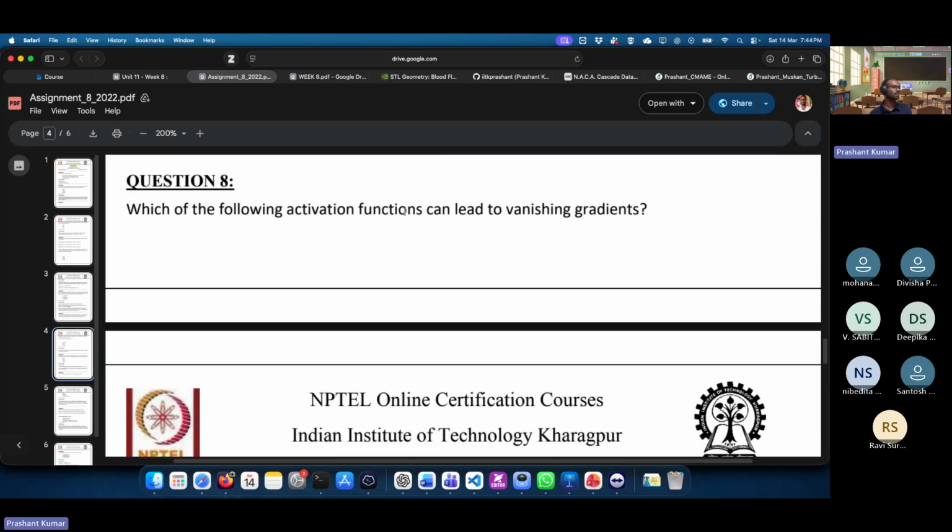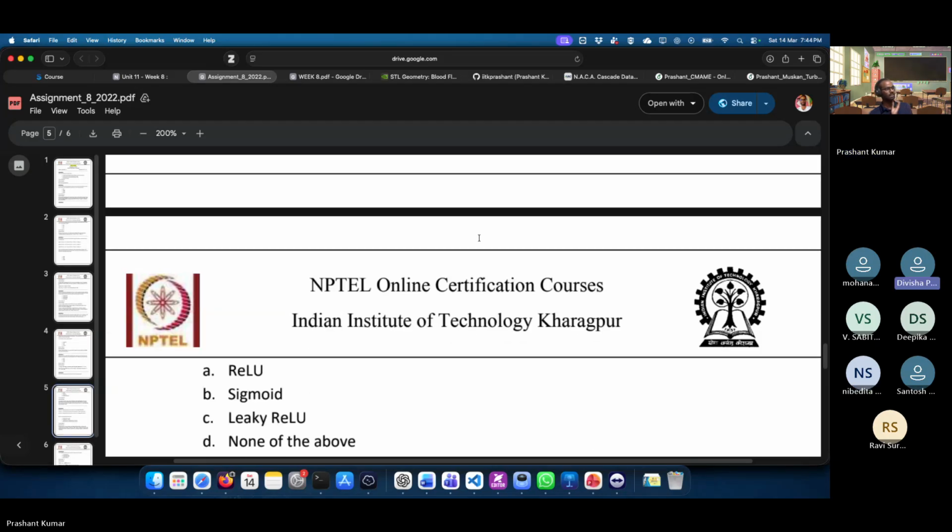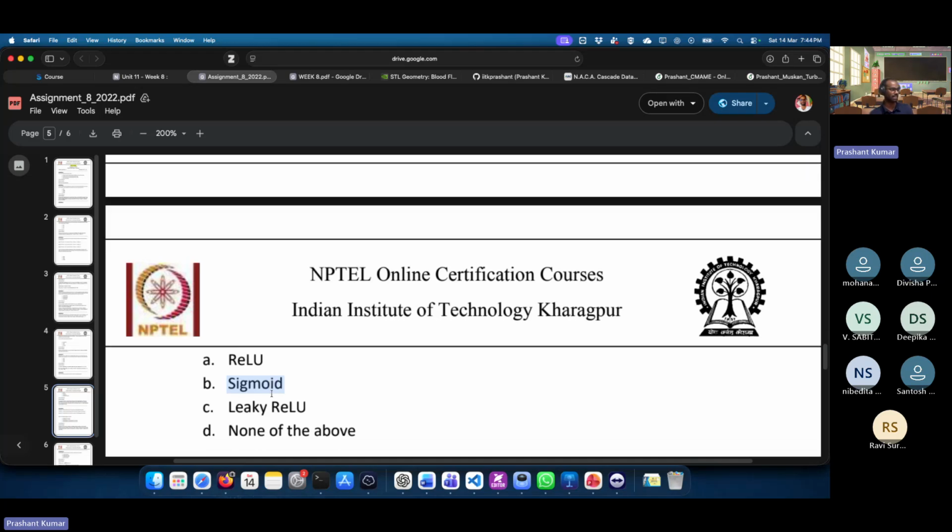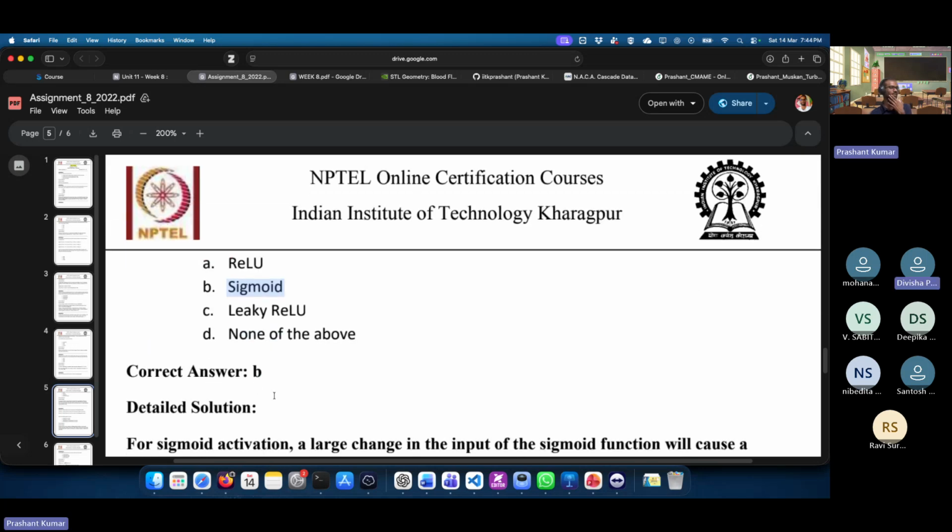Which of the following activation functions can lead to the vanishing gradient? Sigmoid. Yes, right, because the gradient has a maximum value of 1 by 4. When x is very low or x is very high, it will go to vanishing gradients, because the gradients are very low at these points. That's why we do some kind of normalization to avoid those things. Yeah, option B is correct.